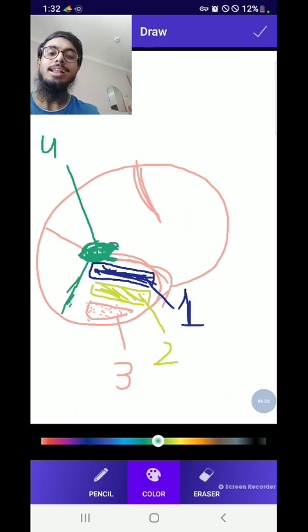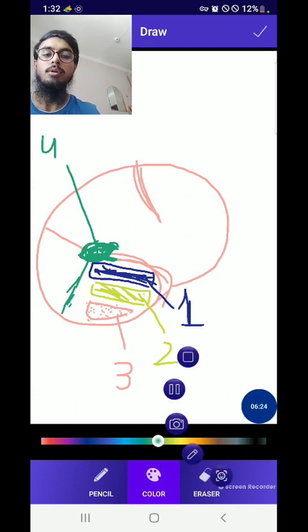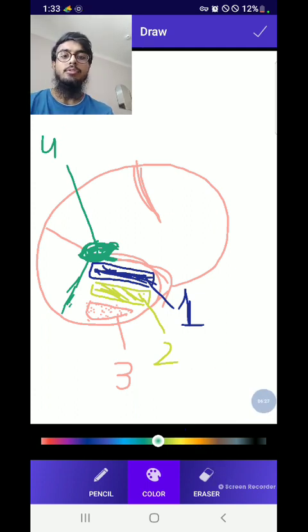So now I tell you the functions of each part of the temporal lobe. The first area, which is the primary auditory cortex, its function is conscious awareness of sound. The first one deals with that.